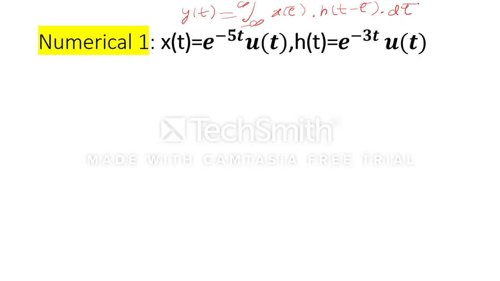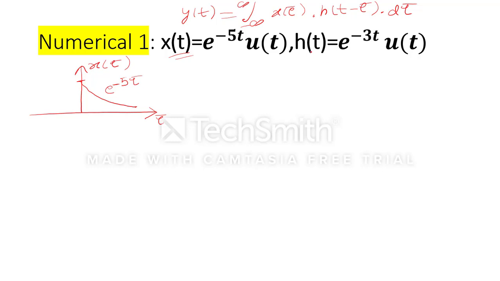So in the formula, x(tau) is there and here x(t) is there. So we can replace t by tau. If we have to plot x(tau), it will look like this, because it is a negative exponential. So definitely it will look like this, and this is our tau axis. It is nothing but e^(-5 tau).